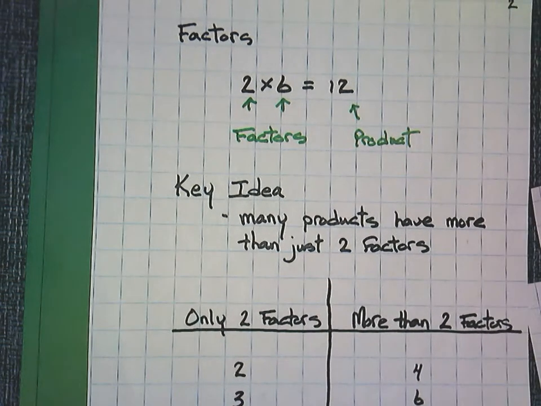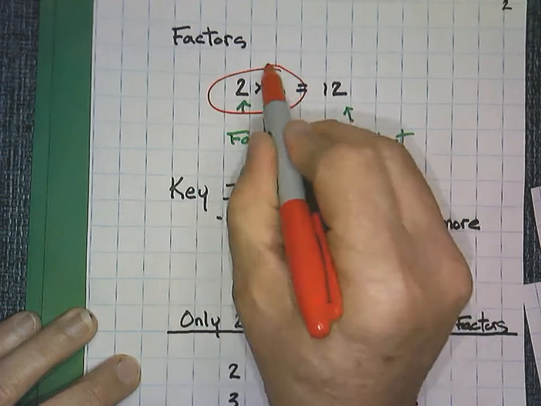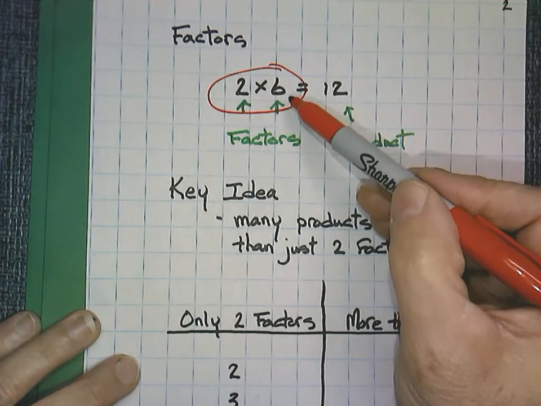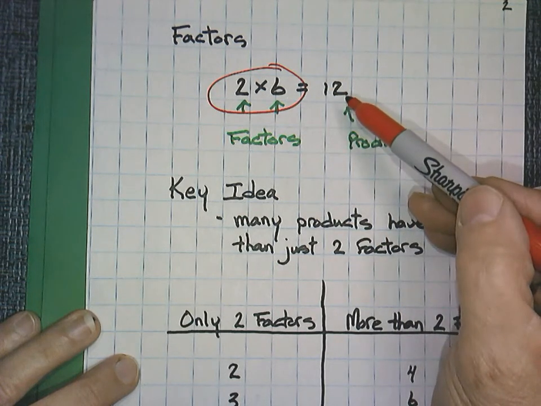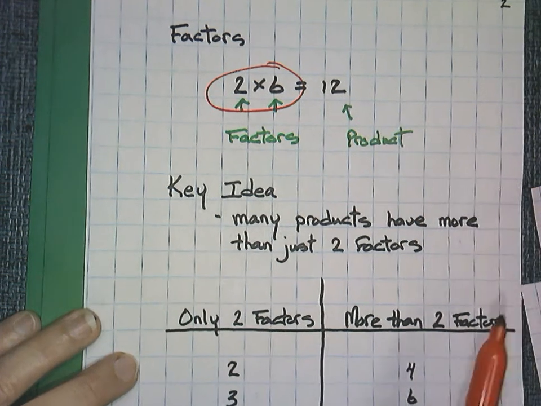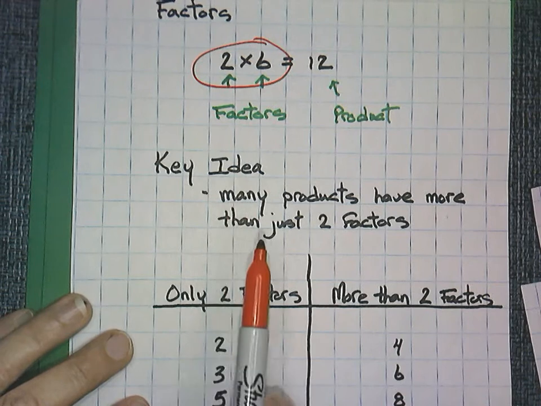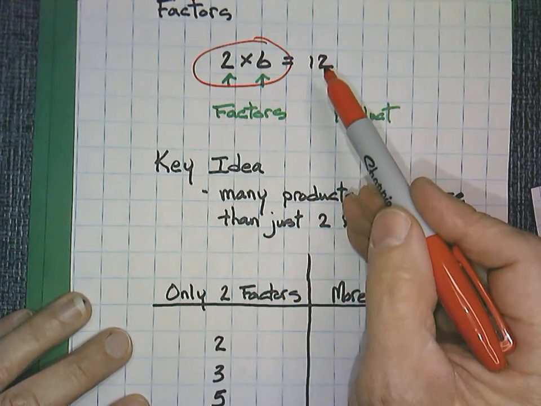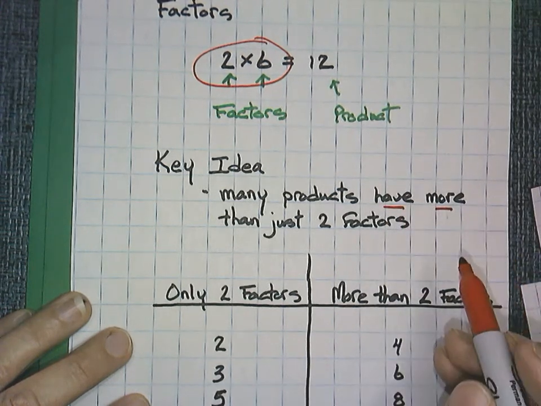Remember that factors are the numbers that we are multiplying. For example, 2 and 6 are the factors for this equation. 12 would not be a factor. 12 would be called the product. One of our key ideas today is that many products or many whole numbers have more than just two factors.